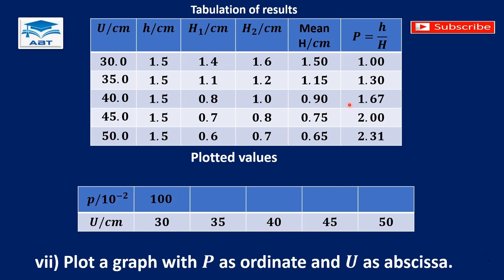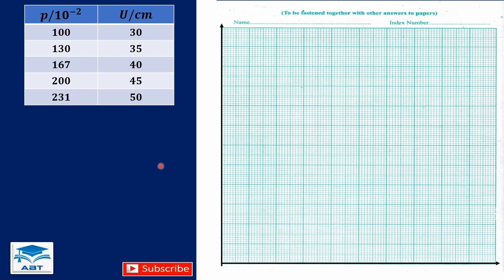So for the next value, we move the point 1, 2 and we have 130, also times 10 exponent negative 2, giving us back 1.30. So the next value is going to be 167, the next one 200, and the next one 231. So we plot these values on the graph. So we draw the vertical and horizontal axis. We are going to plot P on the vertical axis and U on the horizontal axis.